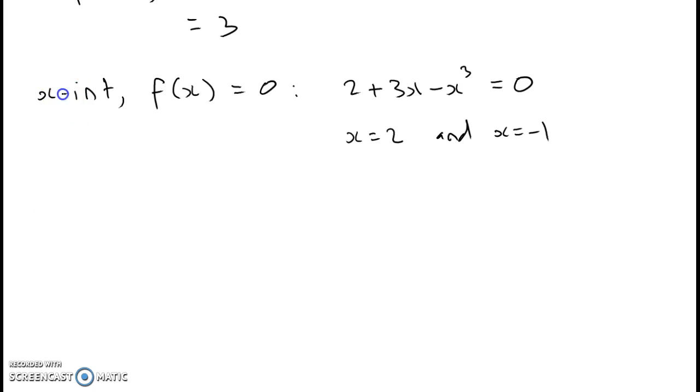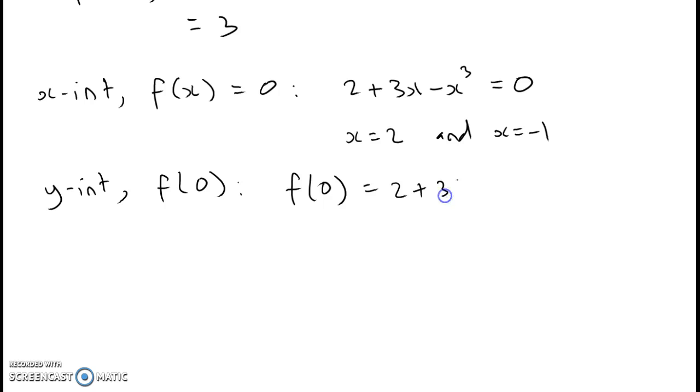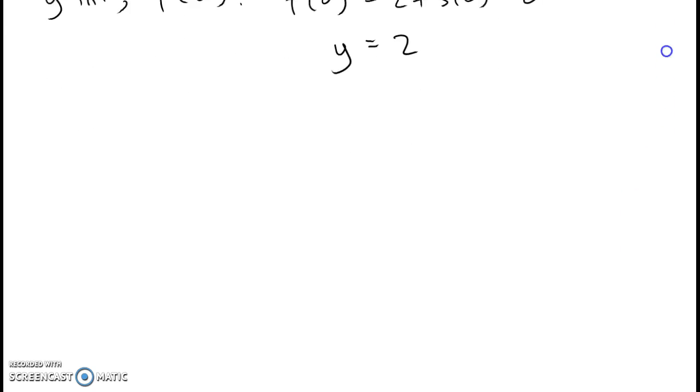Find our y-intercept. We solve x equal to 0, so in other words we're solving f of 0. Now we know f of 0 will give us 2 plus 3 times 0 minus 0 cubed. That's just going to give us 2. So we've got a y-intercept at 2 and x-intercepts at 2 and -1. Alrighty, so we've got all the information we need to sketch this. Let's go ahead and sketch it.